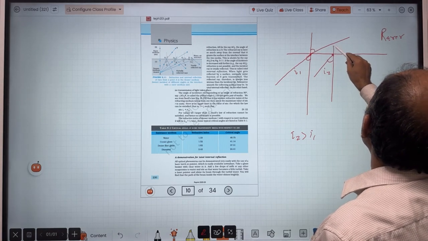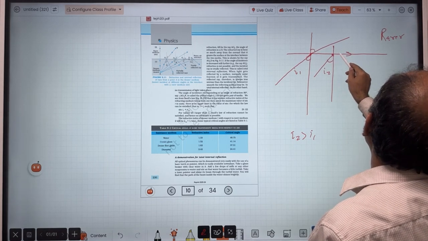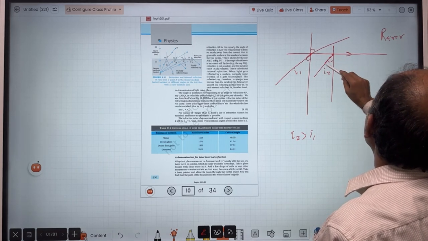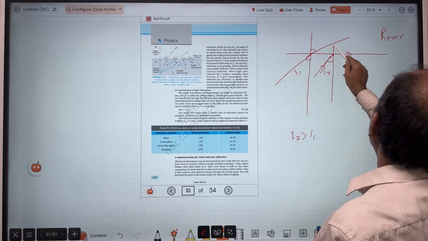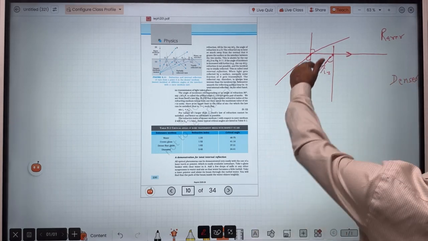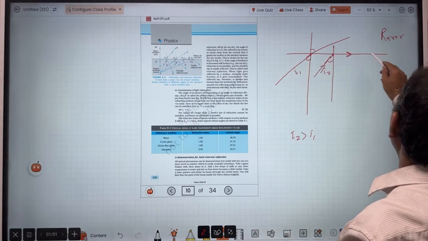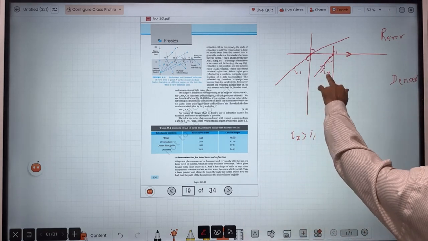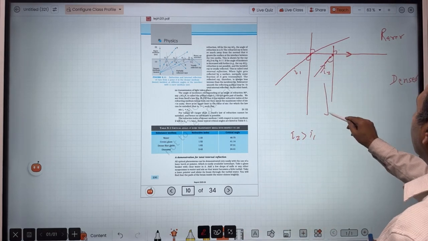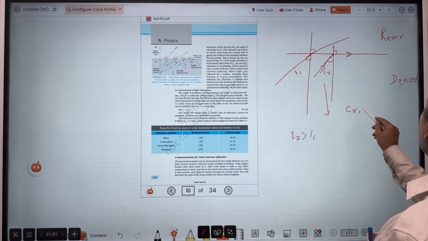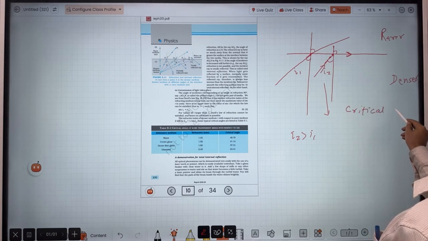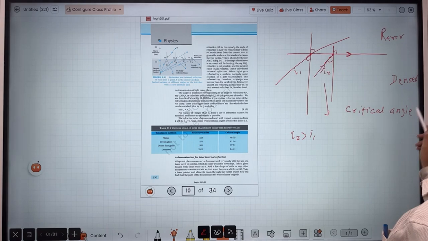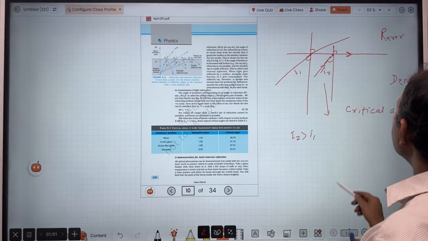So suppose this angle increases and the situation becomes such that this is the incident ray and the refracted ray becomes parallel to the surface interface. So this angle becomes 90 degrees. This angle of incidence is called the critical angle. So here, the critical angle.